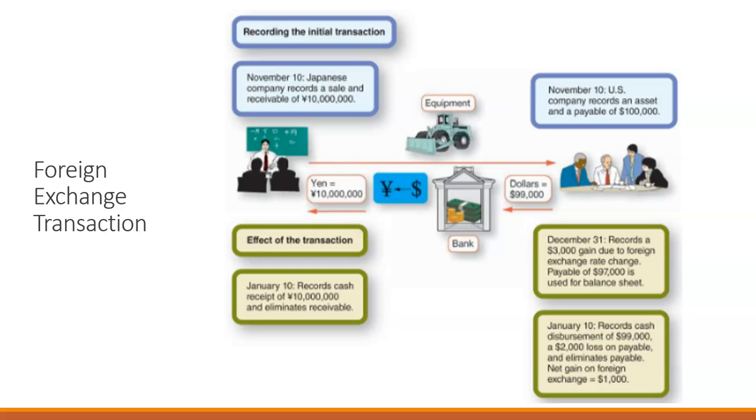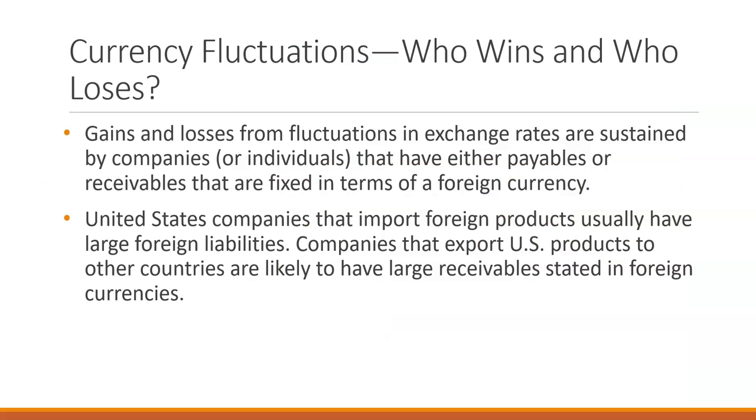Then on January 10th, we would record the cash disbursement of $99,000 and a $2,000 loss on payable and eliminate the payable. Our net gain on the foreign exchange is $1,000. We had the $3,000 gain on December 31st when we made an adjusting entry, and then we had a $2,000 loss when we made the payment from the fluctuation on our exchange. As I said, we would then show our foreign transaction gains and losses on our income statement, on our financial records, on our annual report.